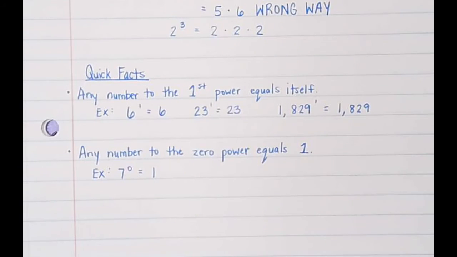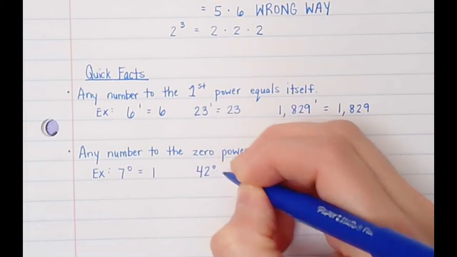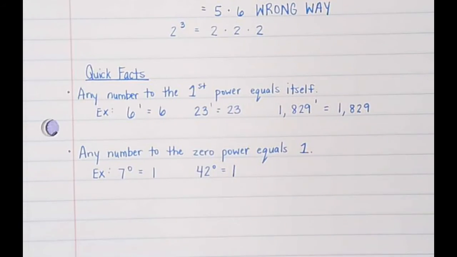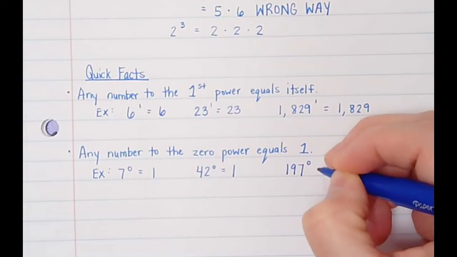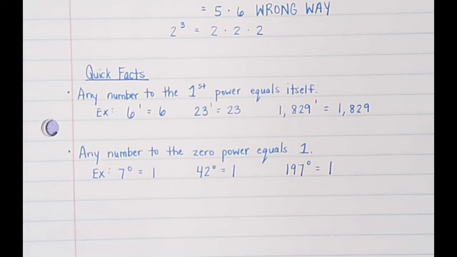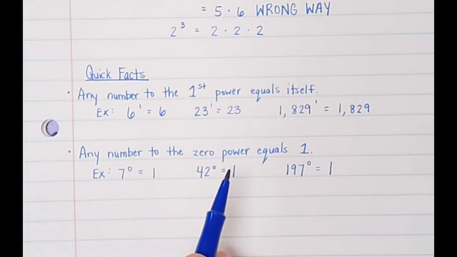If I have 42 to the 0 power, it's still just 1. If I have 197 to the 0 power, it equals 1. Once again, that's an easy quiz question that I always try to throw in there to mess you up, but hopefully you'll remember. Anything to the first power equals that number. Anything to the 0 power is going to equal 1.